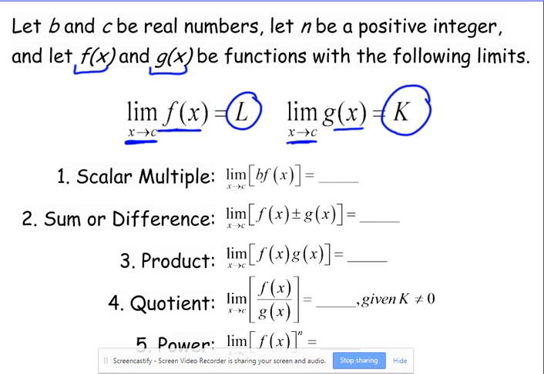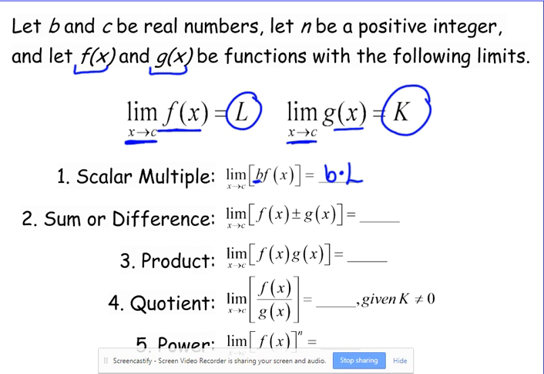If we have a scalar multiple, okay, so look here, we've got the limit as x approaches c of little b times f of x. We're just multiplying the f of x function by that little b. So the limit, we don't need to know anything else about the function f of x other than the fact that as we approach c, its limit is L, so the limit of b times f of x is going to be b times the limit of f of x.